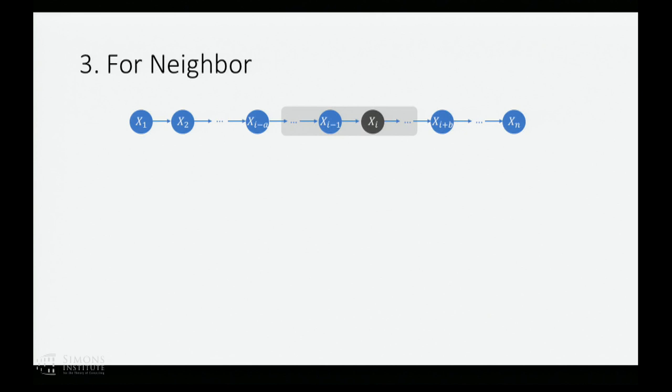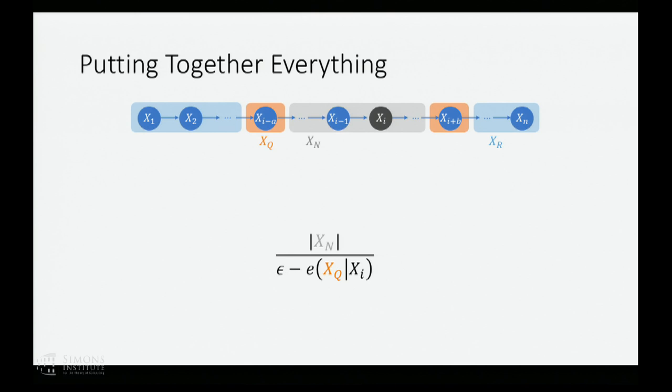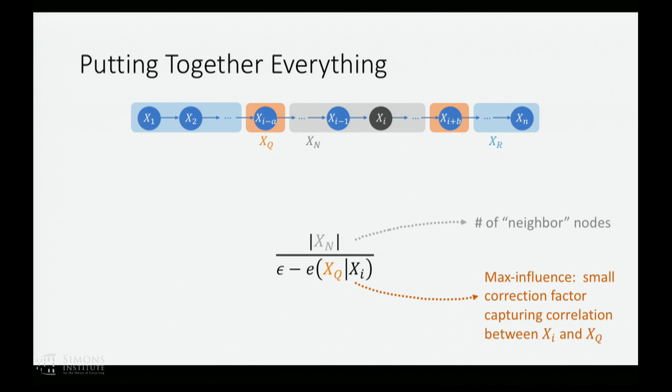So lastly, let's look at what we should do for the set of neighbor node. Here we just do the same as what we do for group differential privacy by treating them as if they are going to change completely together with Xi. Since we assume our function is one Lipschitz, when all of them change together, the function value can change by at most the number of nodes in the neighbor set. So putting everything together, this is the scale of the noise we're going to add, where the numerator is the number of neighbor nodes and the denominator is epsilon minus the max influence between Xi and Xq.